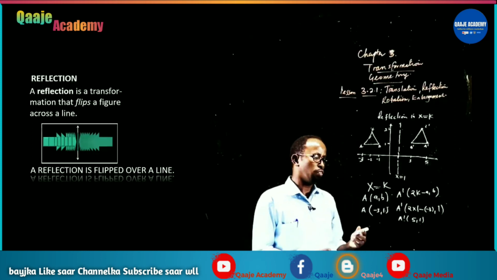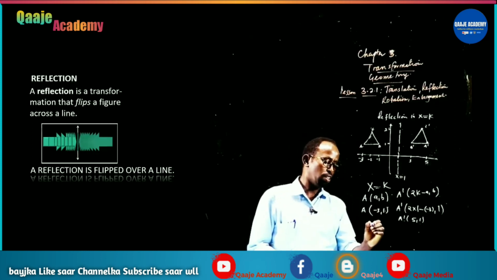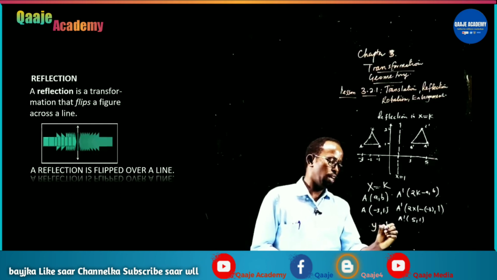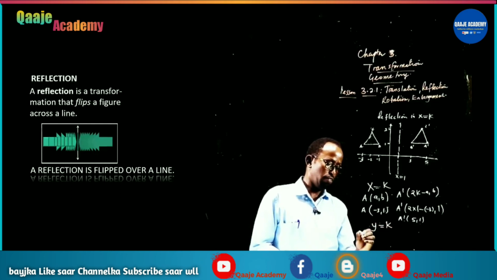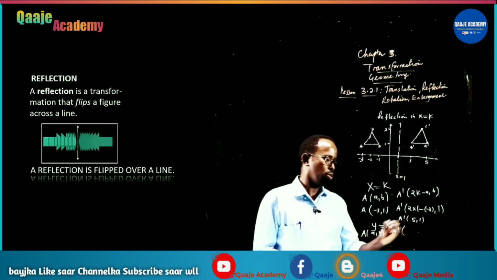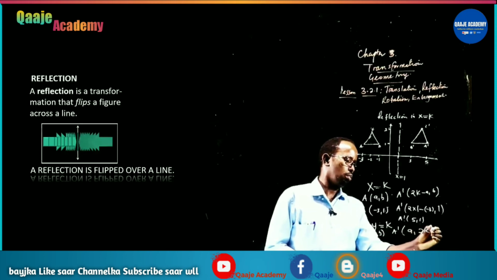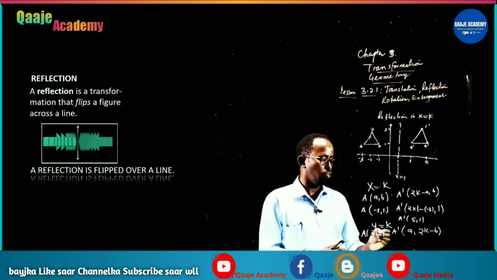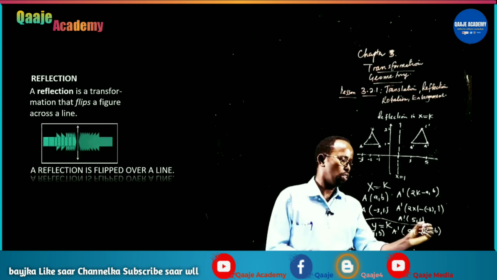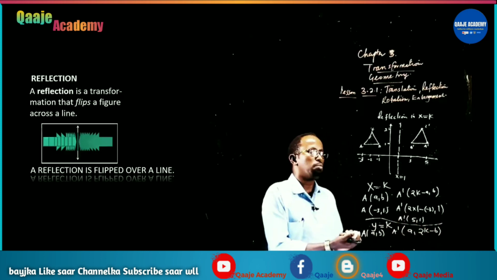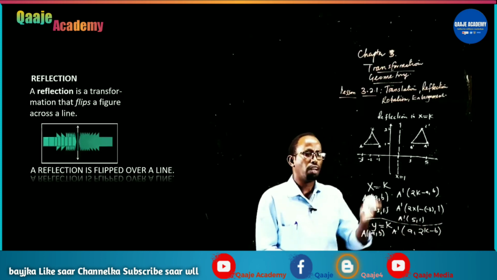The same happens to reflection in the line y is equal to k. The formula for y is equal to k will be, if that is the object (A, B), then the image will be equal to (A, comma, 2k minus B). These are now the general formulas. You can as well use the counting techniques or the counting methods. So that is now reflection.